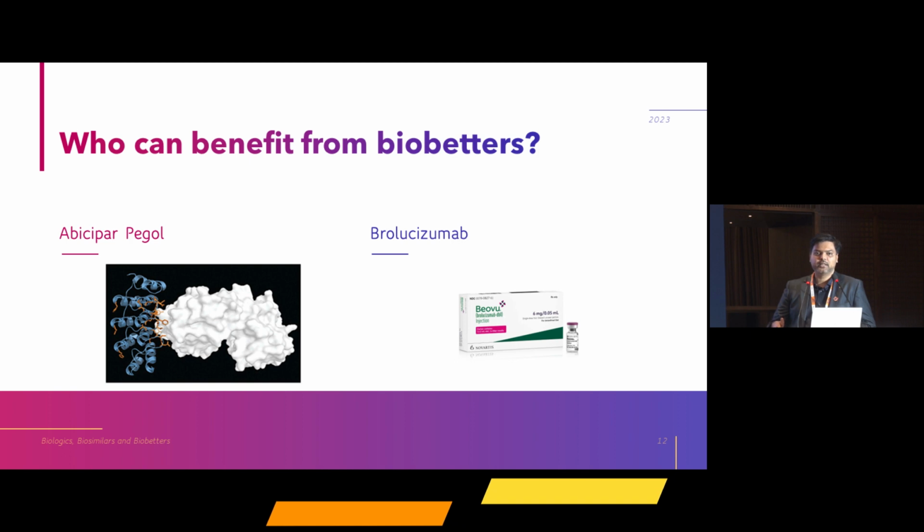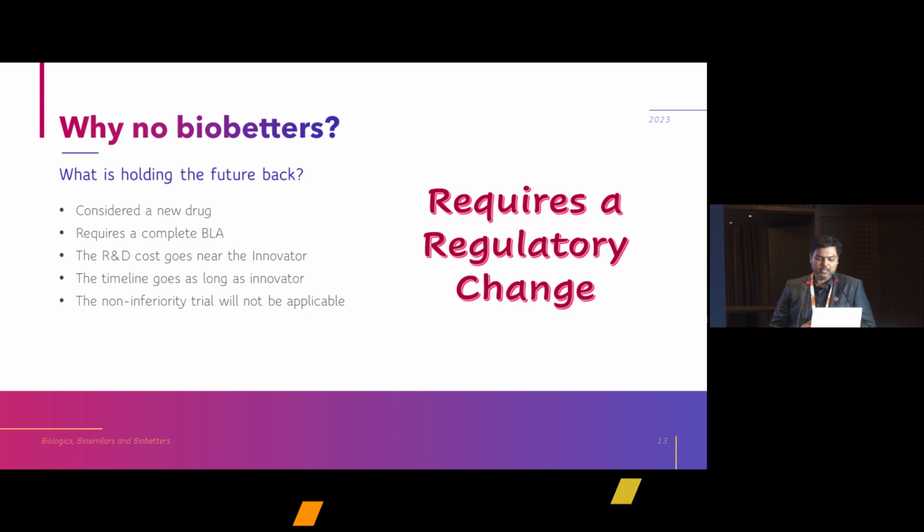The less antigen you inject, the fewer antibodies it will interact with, and the lower the IOI. So brolucizumab is one where biobetters will help, and abicipar pegol, because of the greater purity required from E. coli components, will also benefit. But why is there no biobetter?